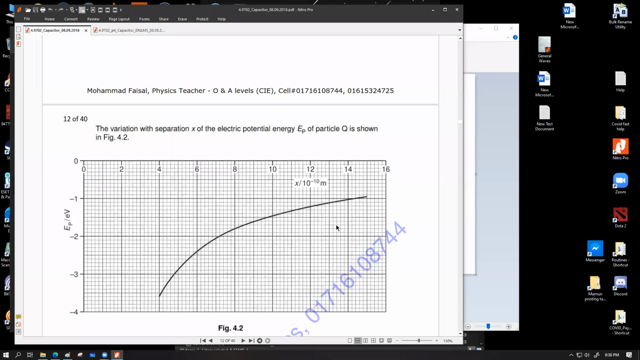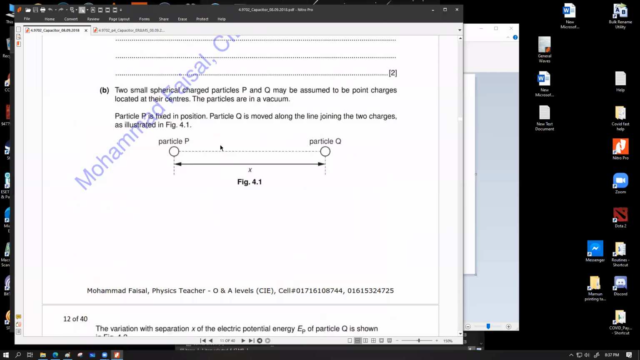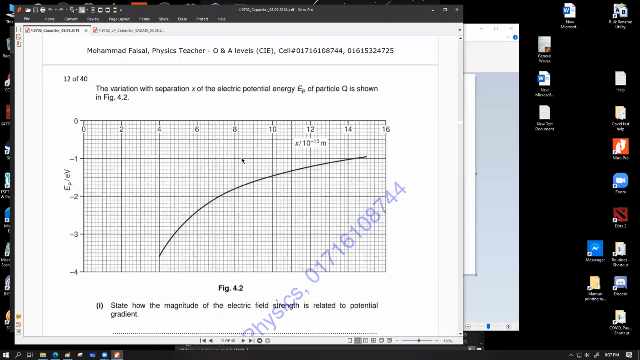What is happening to the stored energy within the system made by particles P and Q whenever the particles are separated more from each other? Is the energy stored becoming more or less?